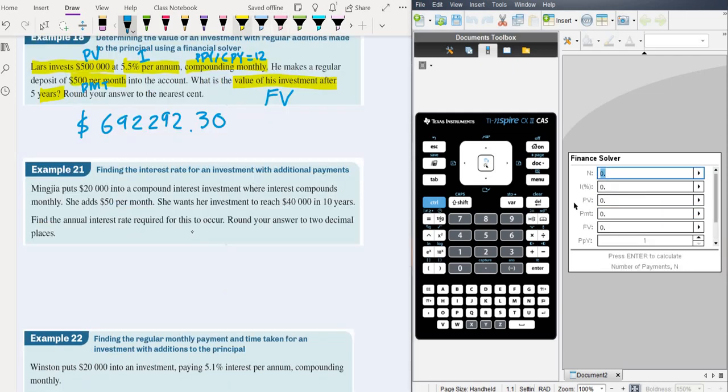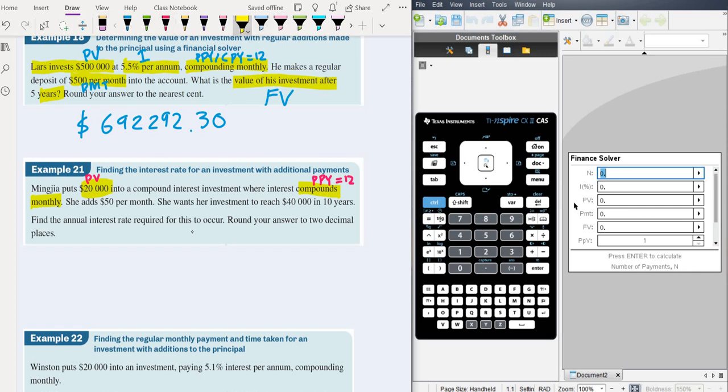All right, let's look at the next example together as well. It says Mingja puts $20,000 into a compound interest investment where interest compounds monthly. So from here, we can already tell that our present value is this, and we've got our compounding monthly bit. So we know our PY is 12, happening 12 times every year.